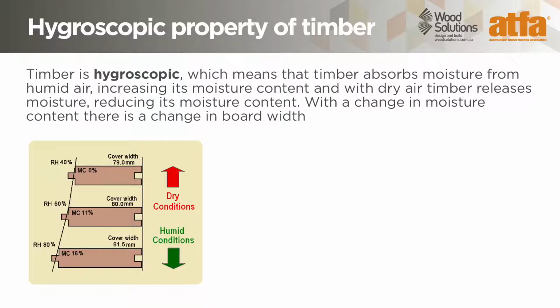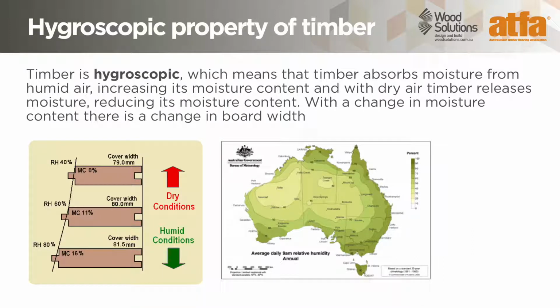Solid timber flooring is generally manufactured with a moisture content of 10 to 11%. A board that is manufactured with this moisture content at 80 millimeters wide will stay this width under a relative humidity of 60%. However, if the relative humidity changed to, say, 80%, then the board will absorb more of the moisture from the air, causing it to expand. Conversely, if the relative humidity dropped to 40%, the board would release some of this moisture and the width would shrink. The map on the right outlines the variations in humidity that occur at any one time across Australia.